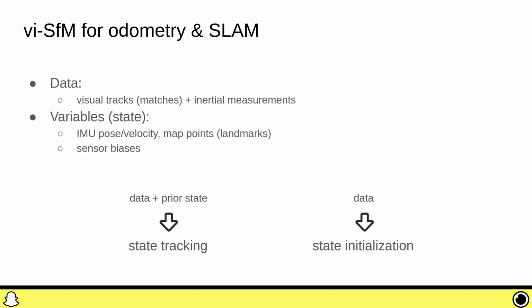The state tracker uses prior estimates from past frames either in filtering or optimization pipelines. However, at the initialization stage, there is no prior knowledge. VI-SFM must be solved based only on observations, which is a challenging problem when the body is under motion. This work focuses on the initialization problem and formulates a new closed-form solution.